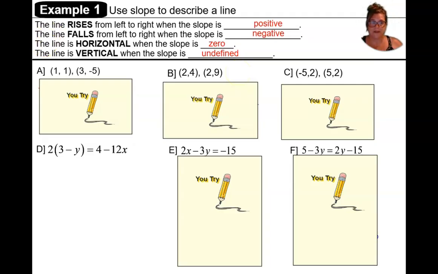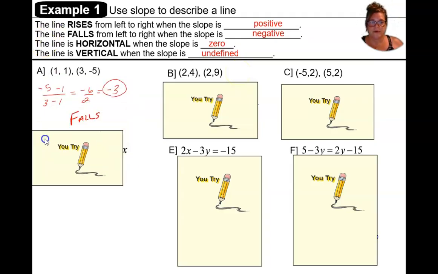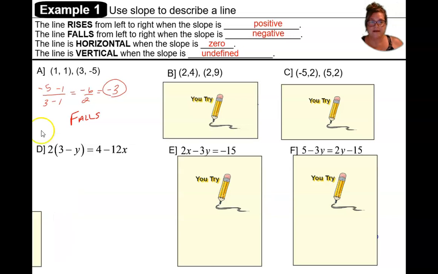So in example A, we're taking -5 minus 1, right? That's our y2 minus y1. And we're dividing that by 3 minus 1, we get -6 over 2, which is -3. Since this is a negative slope, the line is falling from left to right.